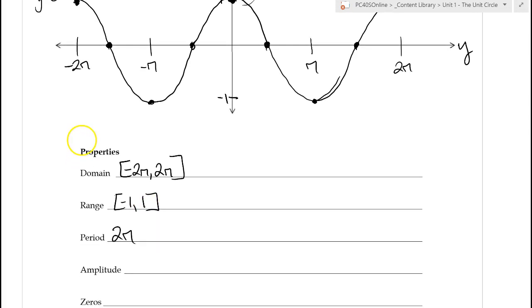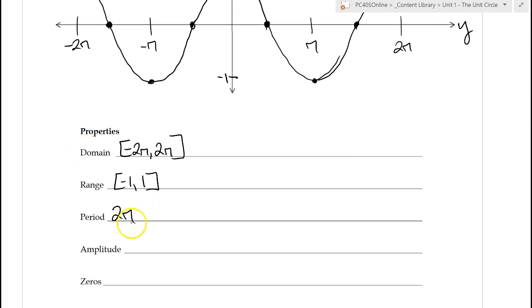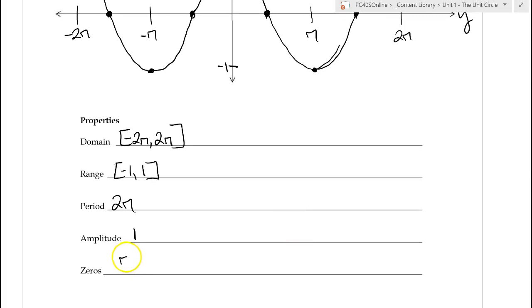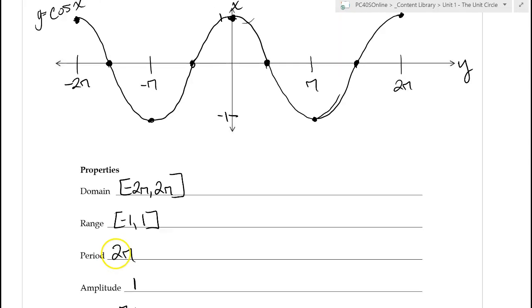Amplitude is 1 because we're going between those two values. My midline's at 0, so going up would be to positive 1. And my zeros in this case would be pi over 2 times k, where k is an element of the integers, because we are seeing it at pi over 2, 3 pi over 2, 5 pi over 2, negative pi over 2, negative 3 pi over 2.